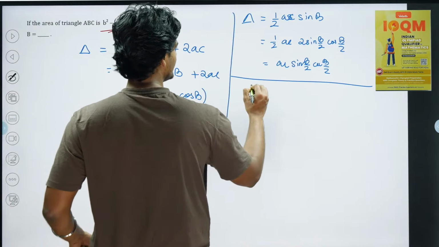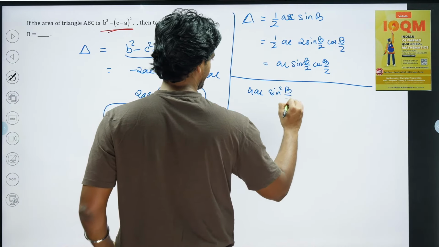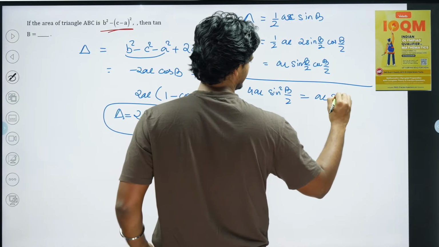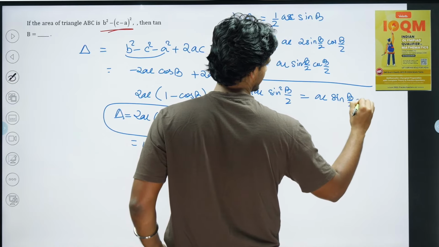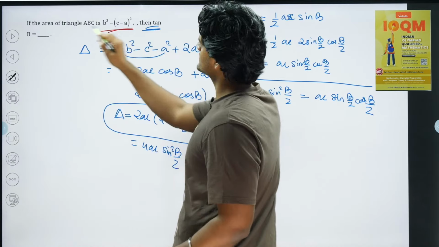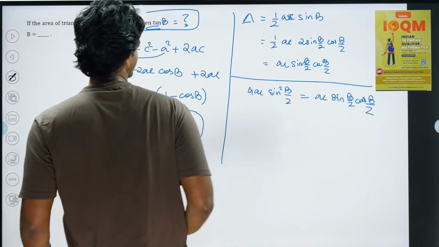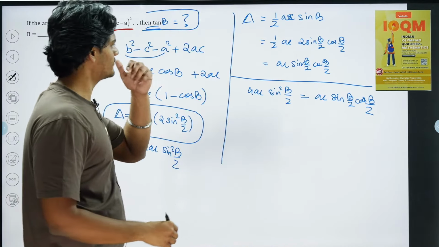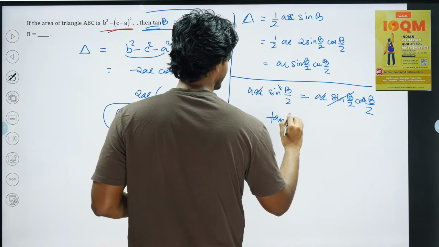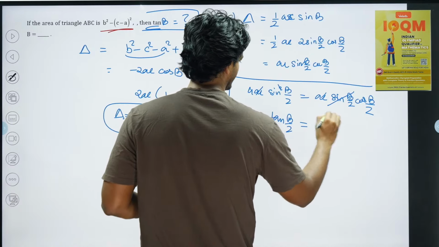So now we are equating these two. So 4AC sin square B by 2 is equal to AC sin B by 2 cos B by 2. What are we asked actually? We are asked tan B. Tan B equals to what? That is the question. So we cancel out AC, the one sine gets cancelled. So we get tan B by 2 is equal to 1 by 4.